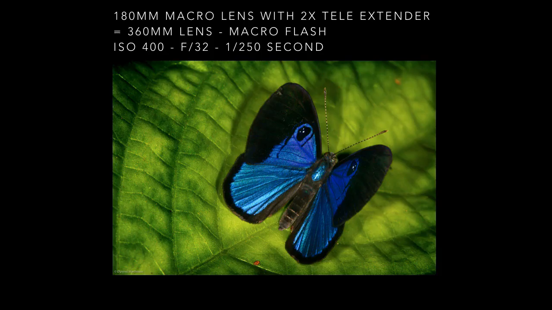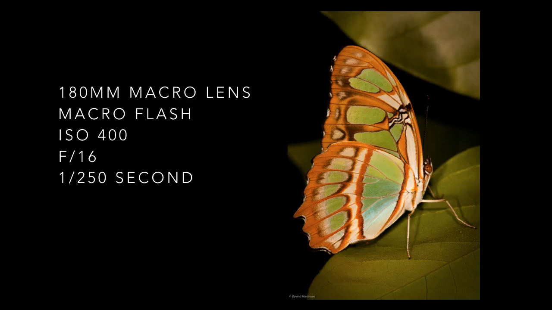Butterflies are beautiful creatures in the rainforest. Here I used my macro lens with a 2x extender, so I got a 360mm lens, and I could take the picture from a little bit more distant. The butterfly was very shy, so I had to keep a distance to be able to take the picture. And here we have another colorful creature in the rainforest.